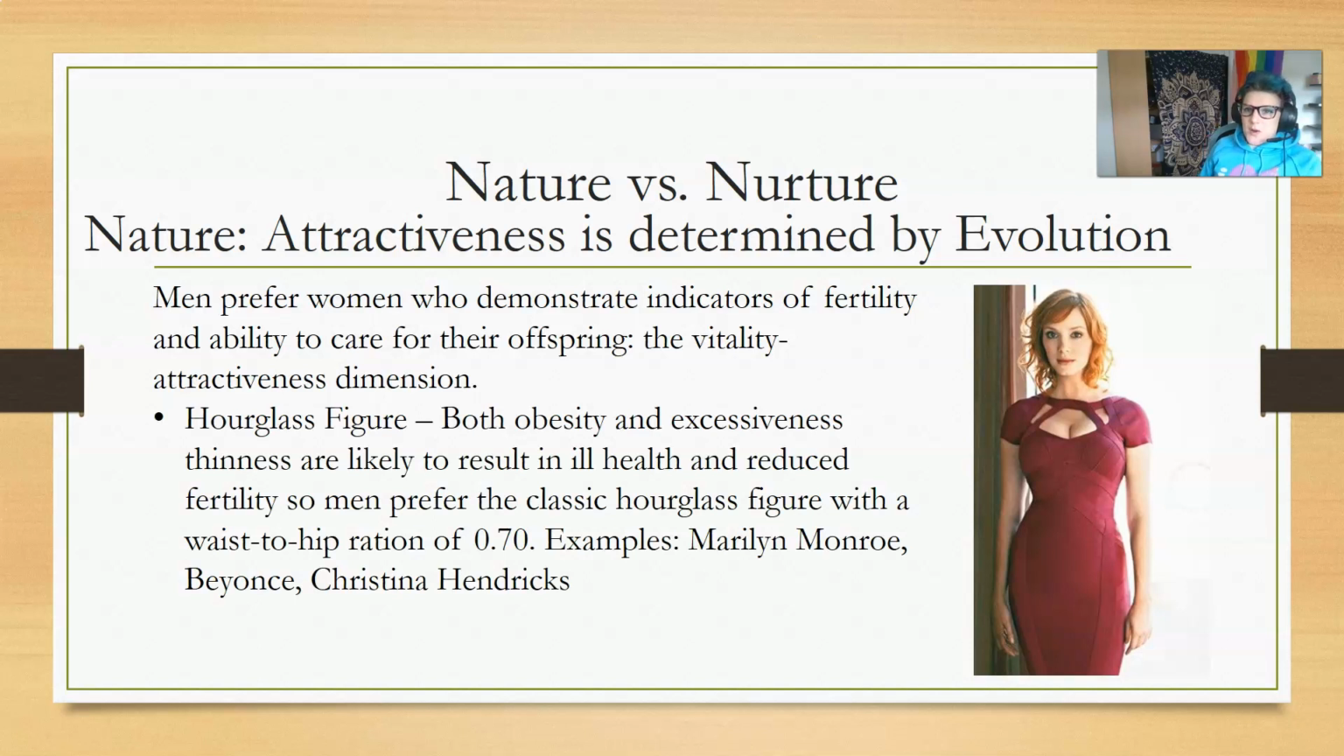Men also prefer women, and I appreciate that I'm using very general terms here, but according to this theory, who have an hourglass figure. So both obesity and excessive thinness are likely to result in ill health and reduced fertility. So men prefer the classic hourglass figure with a waist-to-hip ratio of 0.7. Now, examples of this include Marilyn Monroe, Beyoncé, and Christina Hendricks.